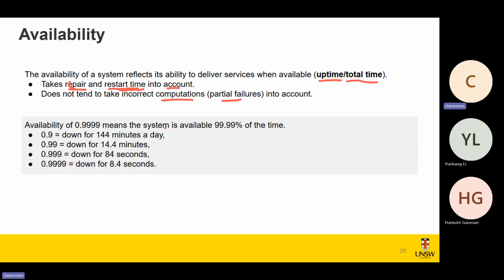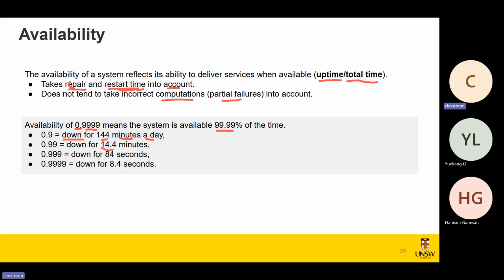So let's say we have this availability of 0.9999. It means that this system is available 99.99% of the time. And to give you a feeling of how this availability feels, 0.9 means every day the system is down for like 144 minutes. So that's over 2 hours.